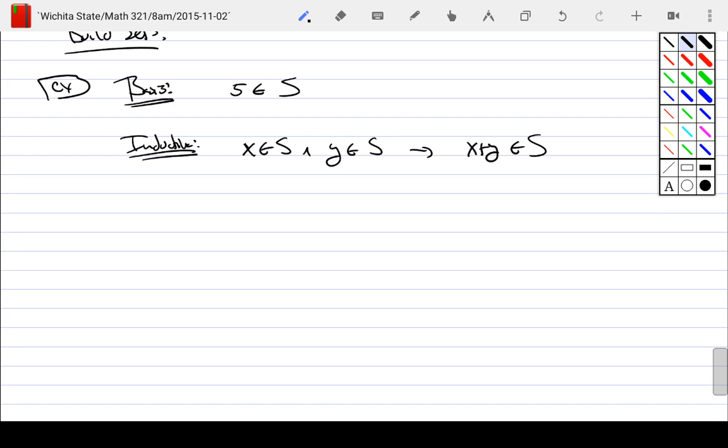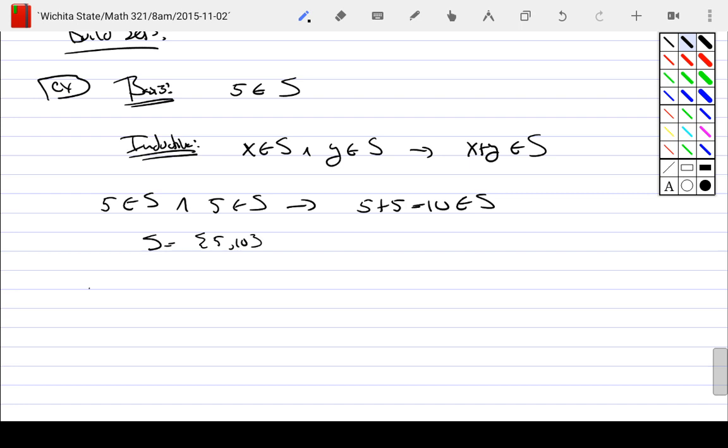Well, I start off with 5. So 5 is in my set. Well, 5's in your set and 5's in my set. What does that tell you? 5 plus 5, or 10, must also be in my set. So now what's in my set? Right, 10. So I simply have S is equal to 5 and 10.